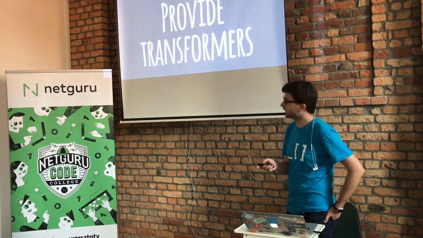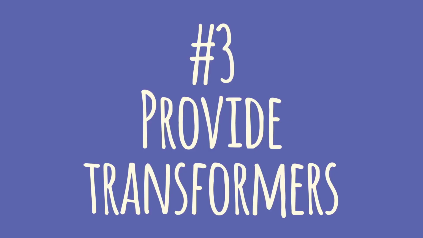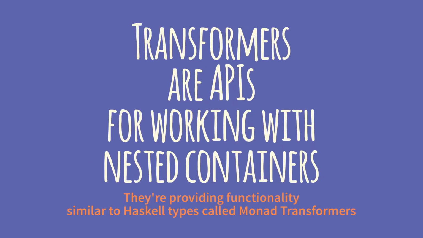So let's try to work with them directly. And the way to work with them directly is by something called transformers. And transformers are basically just APIs for working with nested containers. They were designed exactly for this purpose. They come from Haskell, like everything about types comes from Haskell. And in Haskell they're called monad transformers. There's actually a package of monad transformers that you can use in Haskell. I'm not a Haskell programmer, but that's how I've been reading, okay? For me, transformers are APIs.